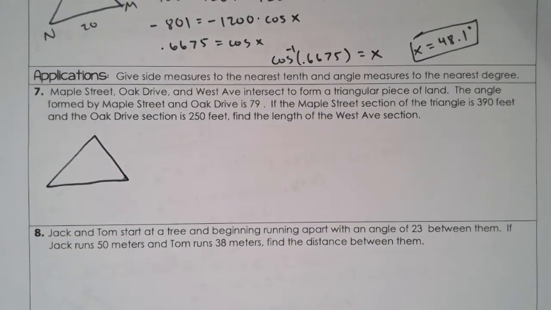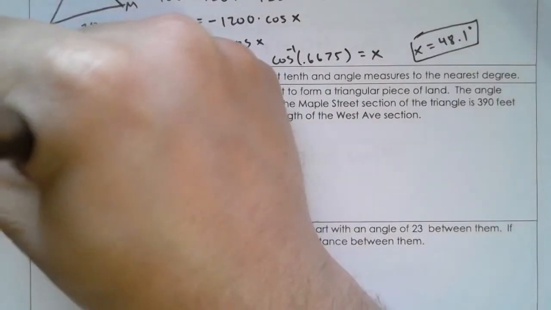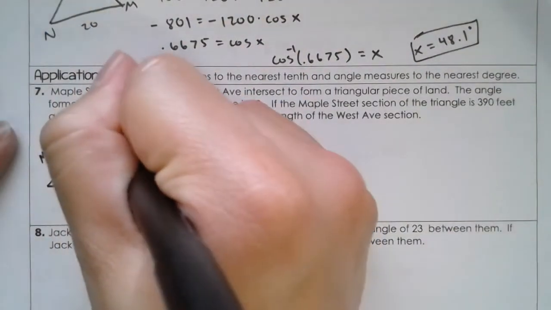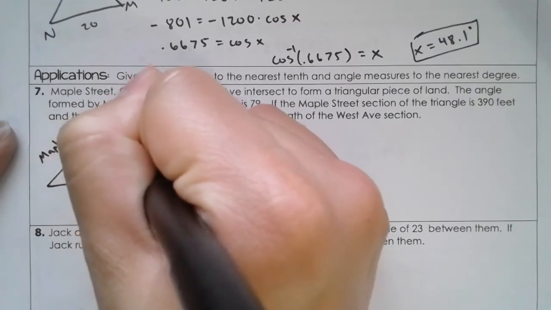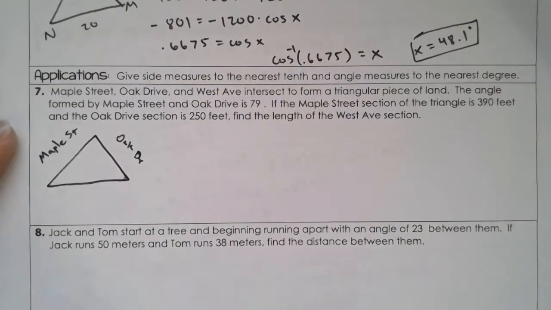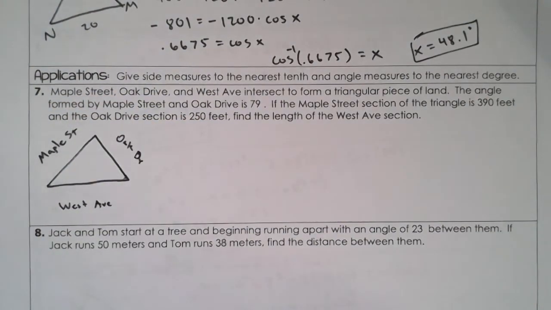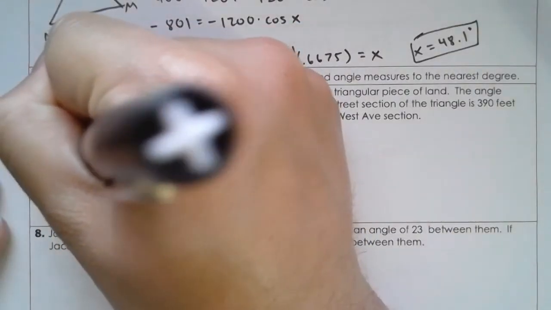It says Maple Street, Oak Drive, and West Ave intersect to form a triangular piece of land. The angle formed by Maple Street, so maybe we should label these so we know what we're looking at. We got Maple Street, we'll call this one Oak Drive, and then West Ave. Okay, and then it says the angle formed by Maple Street and Oak Drive is 79 degrees. So I have 79 degrees there.